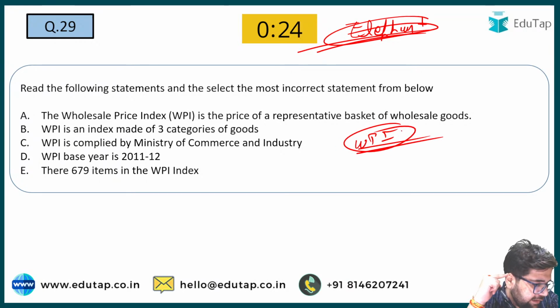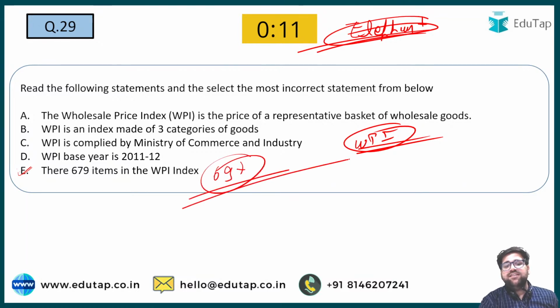WPI, very important, very much in the news, because, chalo, first you answer this question, then I will let you know. Yes, statement E is incorrect. Why is statement E incorrect, my friends? The total number of items under WPI is 697. This is the most important understanding which you have to gain.